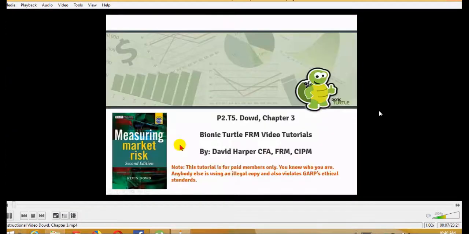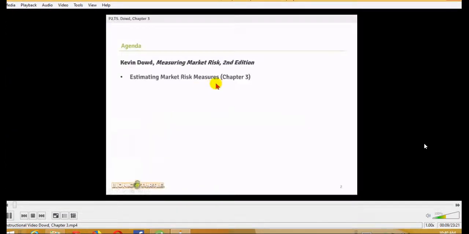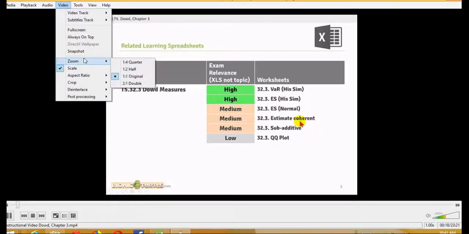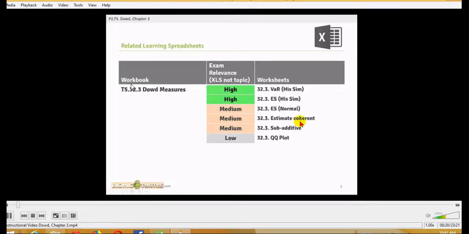Chapter 3 is called Estimating Market Risk Measures and is primarily concerned with value at risk, expected shortfall, and really it's an argument in favor of coherent risk measures. So we'll look at that shortly.